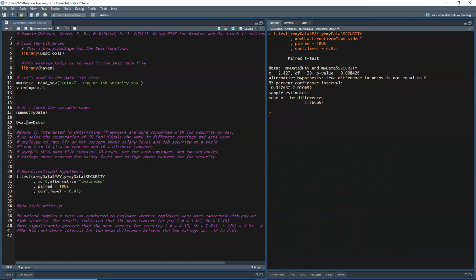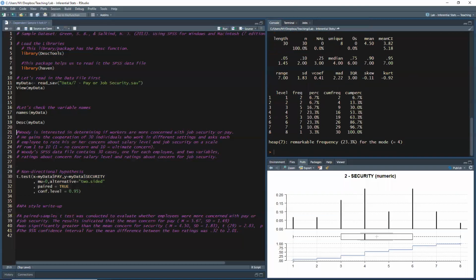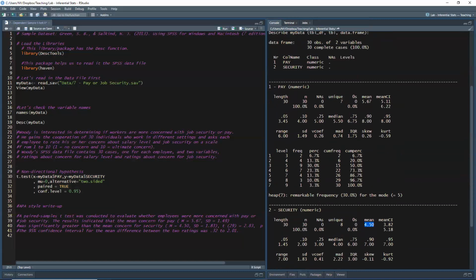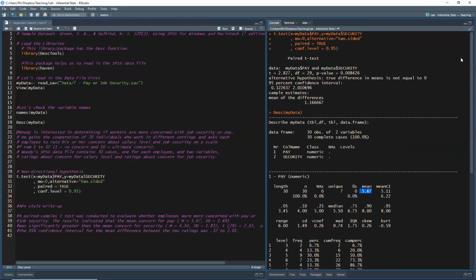And if we rerun the descriptives, I'm going to minimize this, people concerned about job security is 4.5, and people concerned about pay is 5.67. And again, if you take the difference, you'll get to this number.